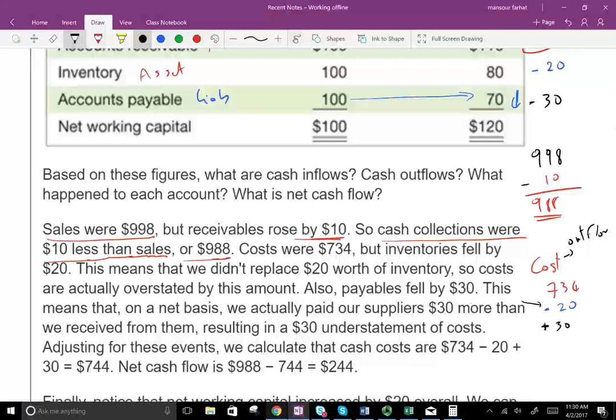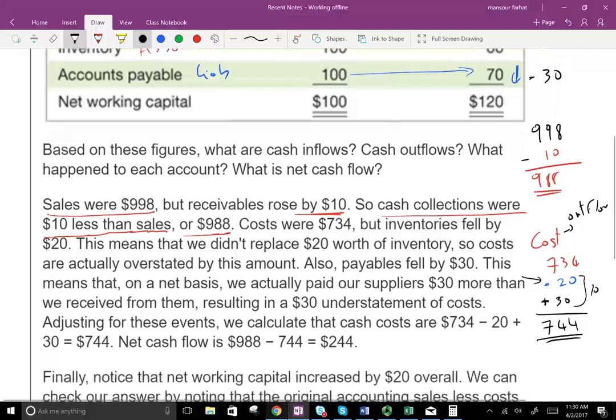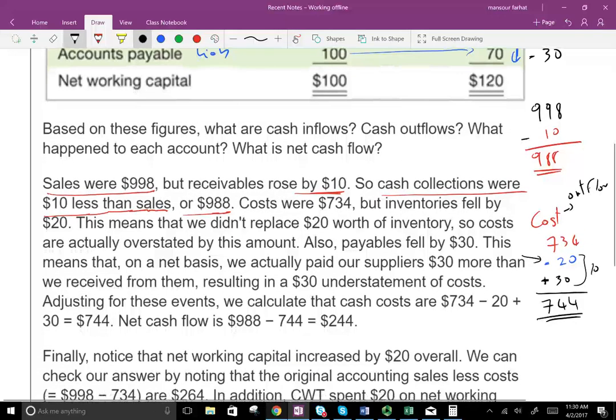I purchased less inventory, which is -20, then I paid off more accounts payable, which is a plus, but which is an outflow. The plus is an outflow. So 734 minus 20 plus 30, which is basically add 10 to it, because these will add up to a 10. So 744. So the cost converted to cash is 744.